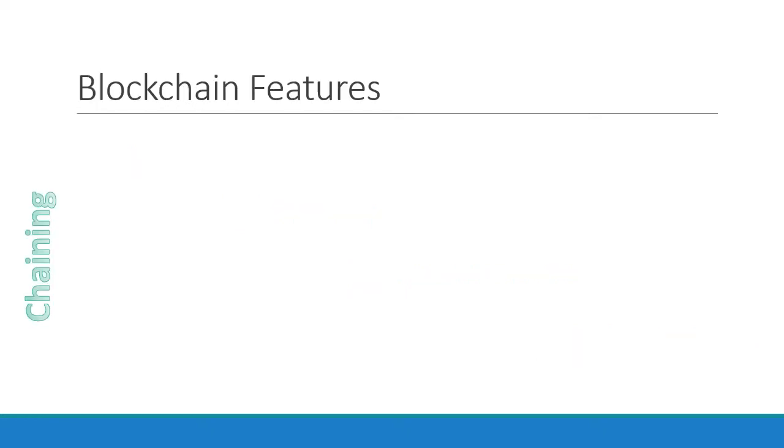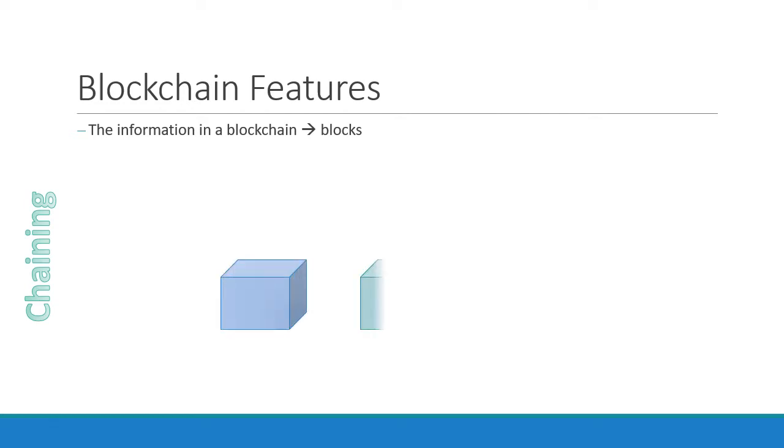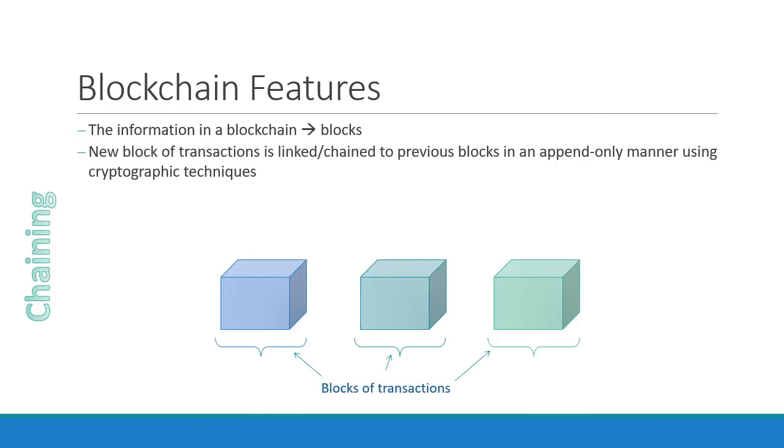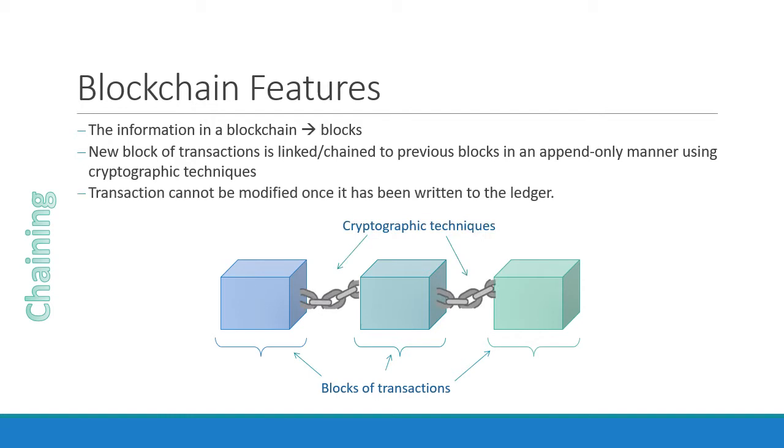Here we will see how the blockchain is formed. At the beginning, we should know that the transaction in a blockchain is recorded as blocks. A new block of transactions is linked to previous blocks in an append-only manner using cryptographic techniques. This type of chaining ensures that a transaction cannot be modified once it has been written to the ledger.